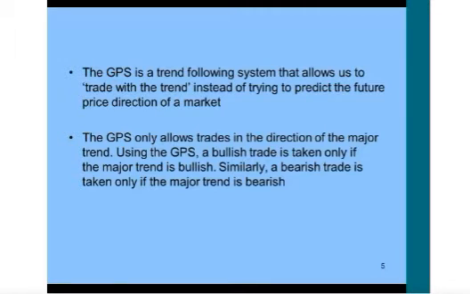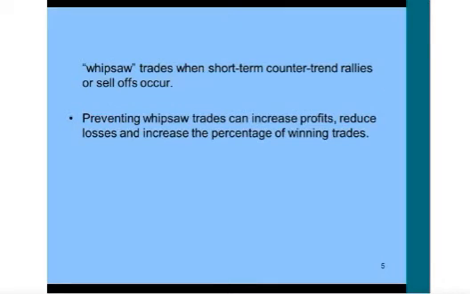So GPS is a trend following system that allows us to trade with the trend instead of trying to predict where the future price movement of a market is going to be. And GPS only allows trades in the direction of the major trend. So using GPS, a bullish trade is taken only if the major trend is bullish, and a bearish trade is taken only if the major trend is bearish.